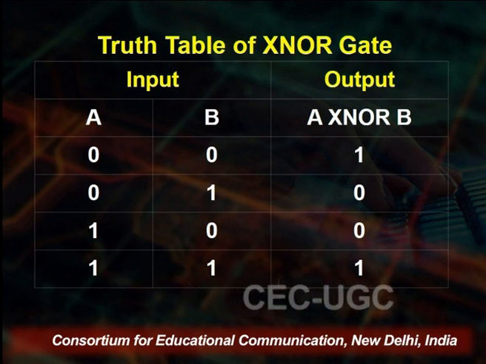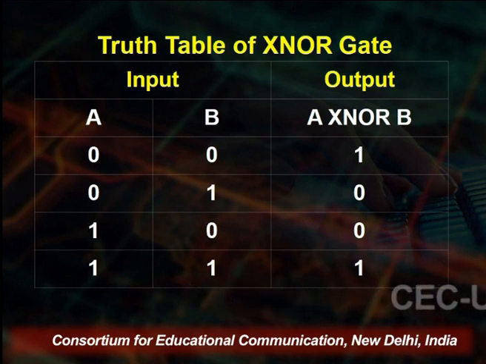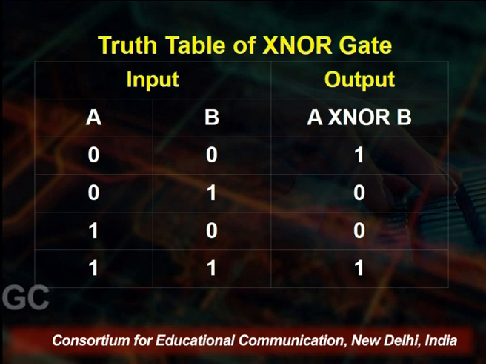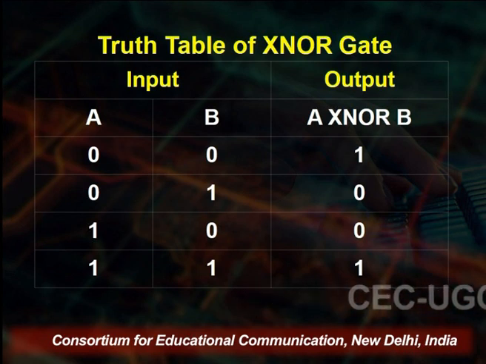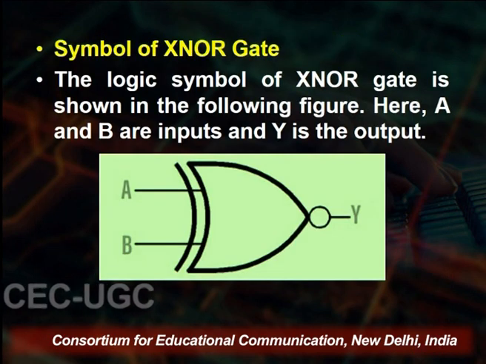Now, you see the truth table for A and B. When the inputs are similar, the output is high. It means with 0 0 and 1 1, we have a high output of 1. Otherwise, it will be 0, meaning low output.